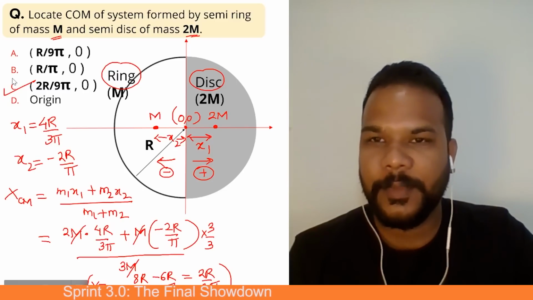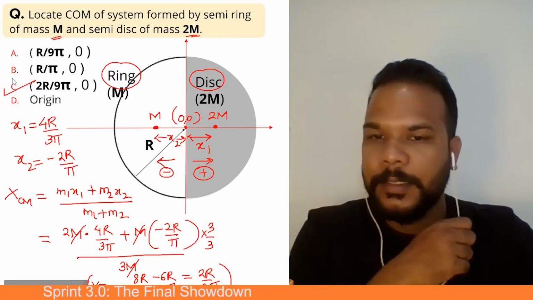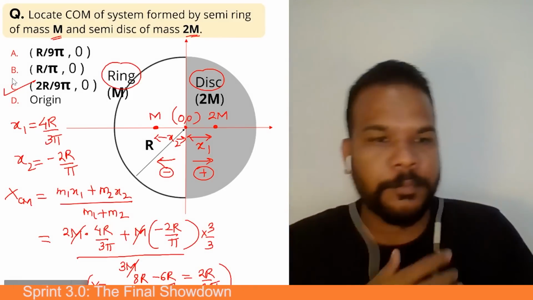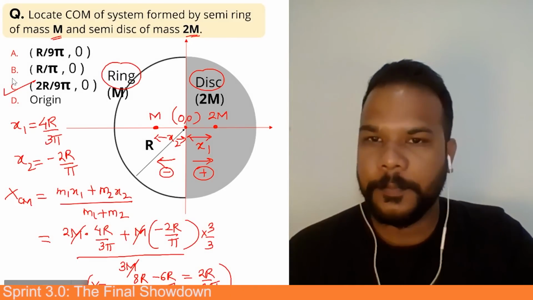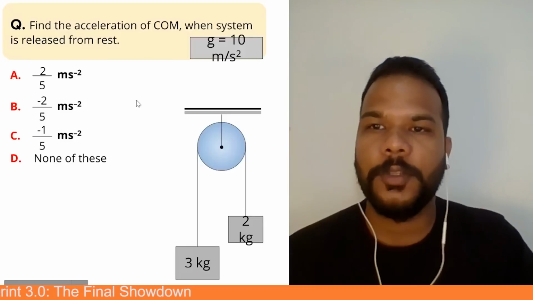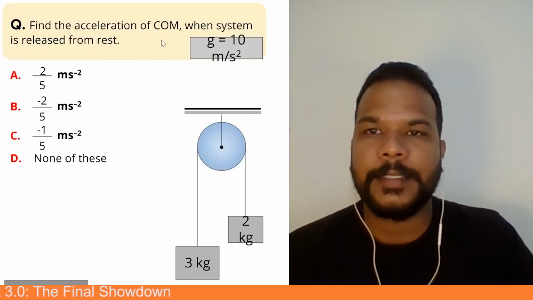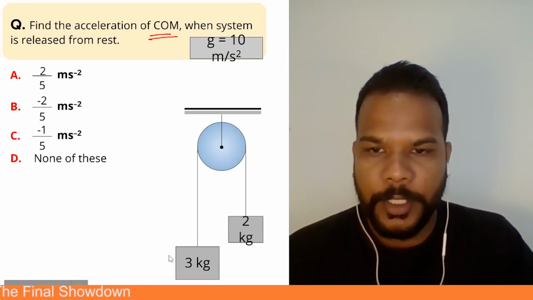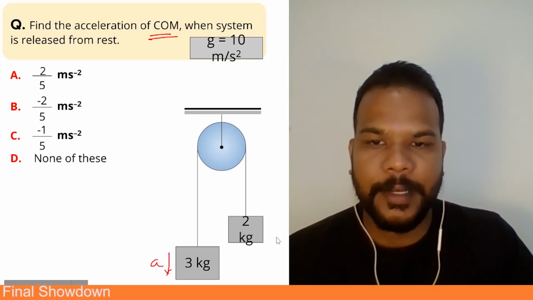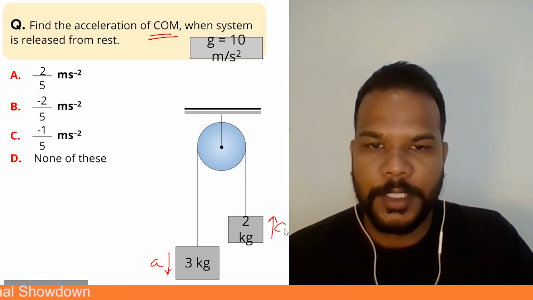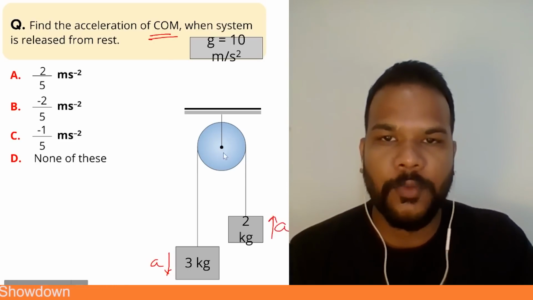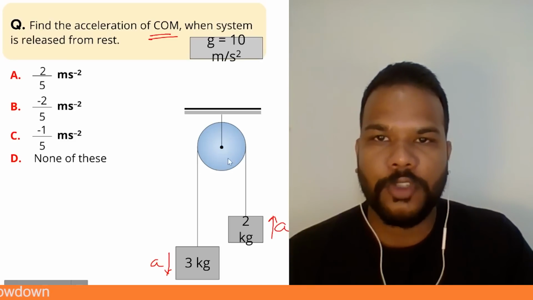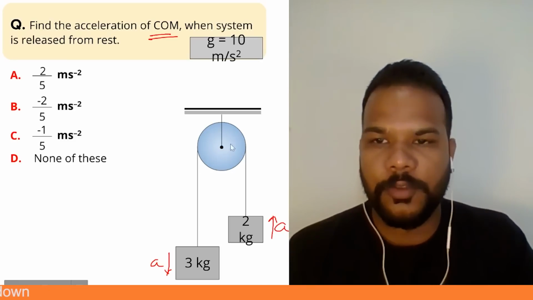Awesome, awesome. Okay guys. Cool guys, let's move on to the next one. We have to find the acceleration of center of mass when the system is released from rest. So this mass will come down with an acceleration a, and this mass will go up with an acceleration a. This is an Atwood machine, we have solved this many times in our laws of motion chapter.